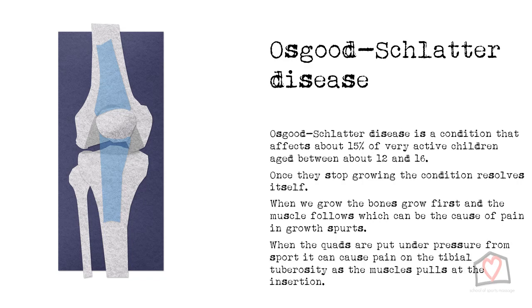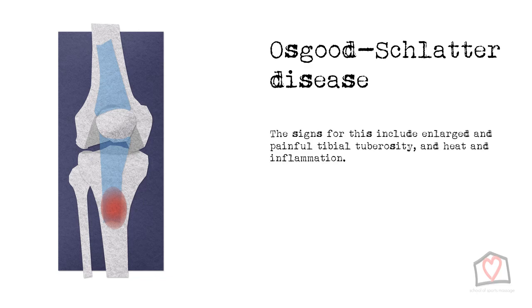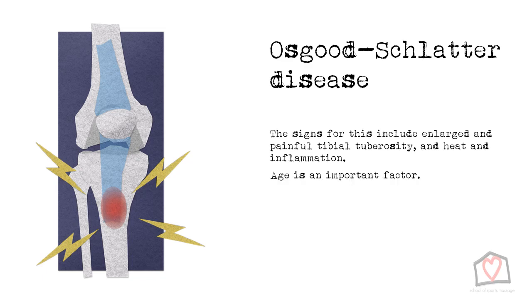When the quadriceps are put under pressure from sport and growth spurts, this can cause a lot of pain on the tibial tuberosity as the muscle pulls at the insertion. The signs and symptoms for this condition are pain on the tibial tuberosity, heat and inflammation, and an enlarged tibial tuberosity as the bone is still soft and is stretched as the muscle pulls it. The other important sign is the client's age.